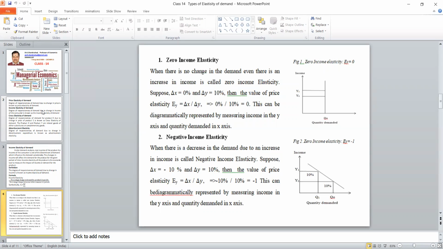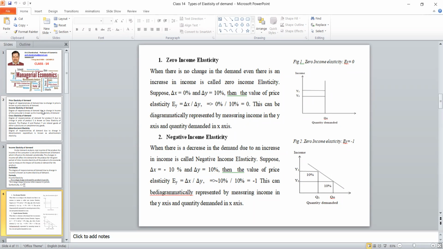EY equal to delta X by delta Y, and zero divided by anything is equal to zero. The diagram can be represented by using quantity demanded on the x-axis and income on the y-axis. There will be a line parallel to the income axis. So there is no change in demand irrespective of the increase in income. This type is called zero income elasticity.